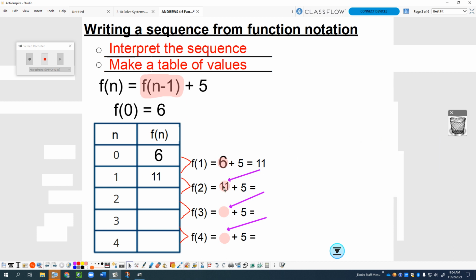So I'm going to plug in 11. 11 plus 5 is 16. So I'm going to put 16 for my next term, and I'm going to plug that in. 16 plus 5 is 21. That's my next term in the sequence, and I'm going to plug it in. 21 plus 5 is 26.